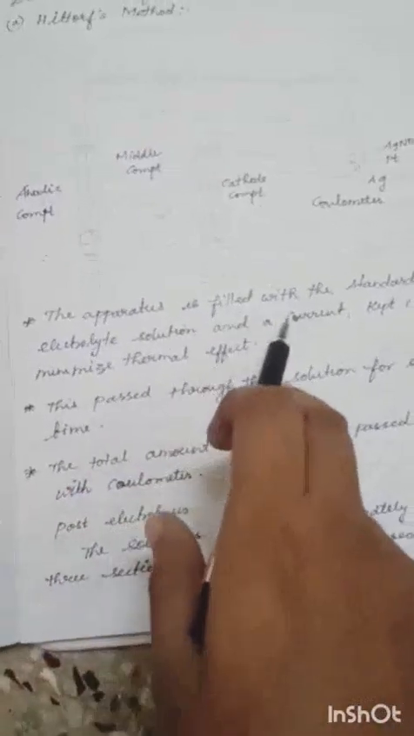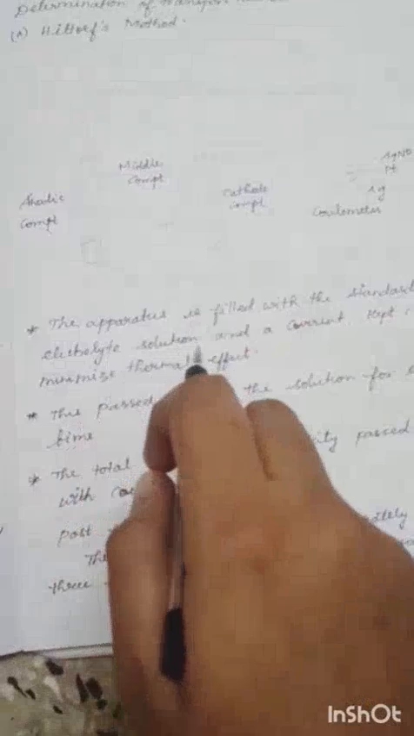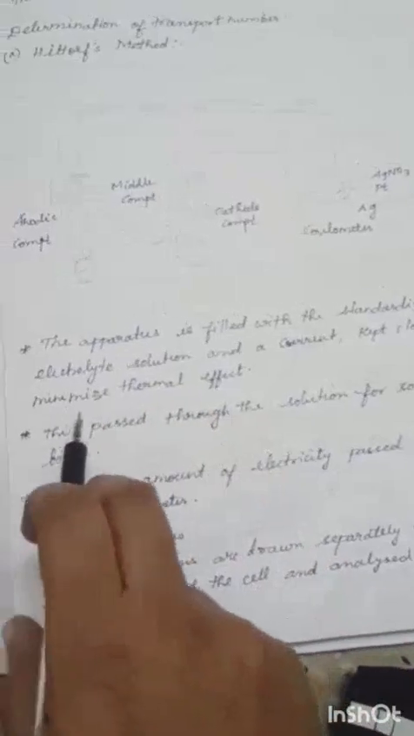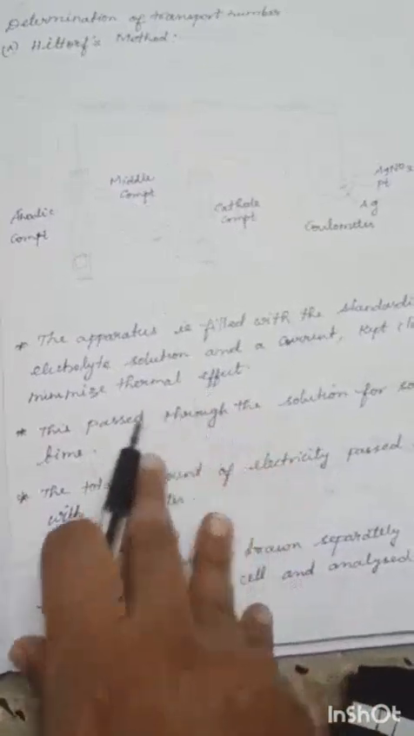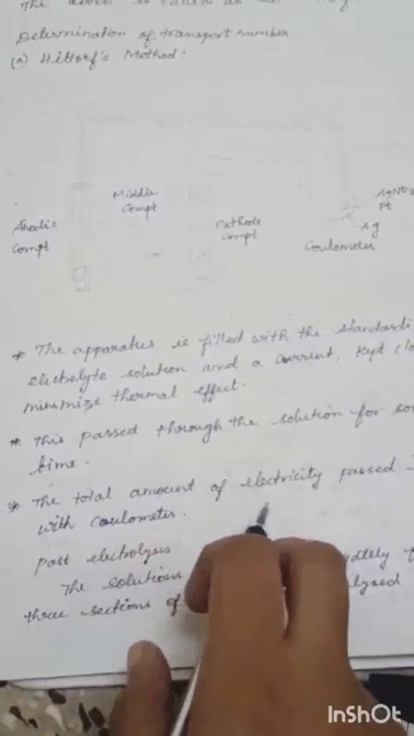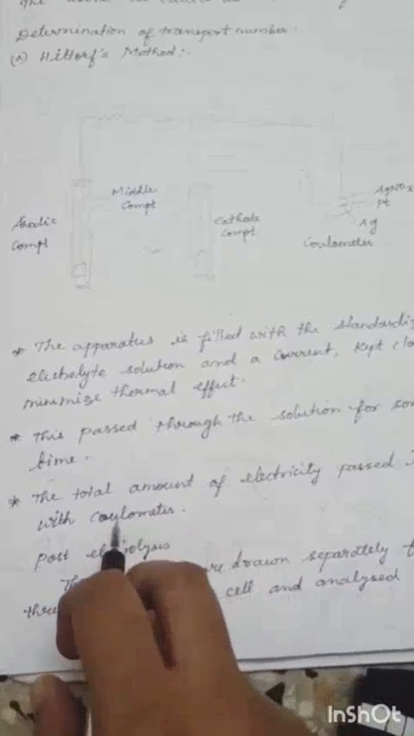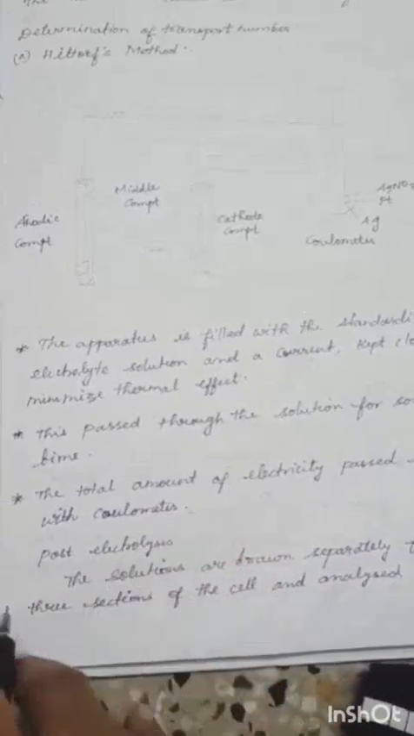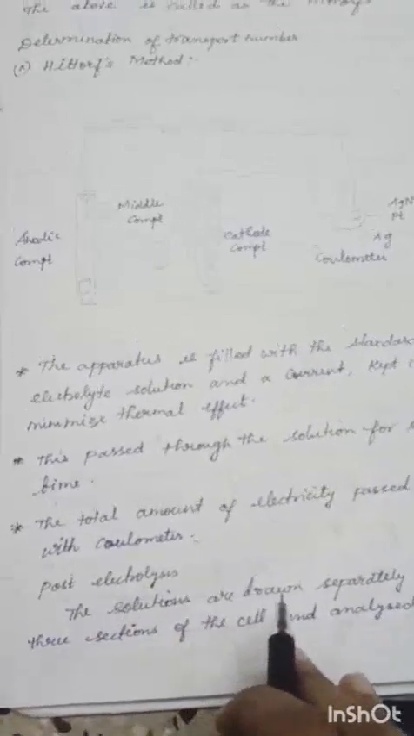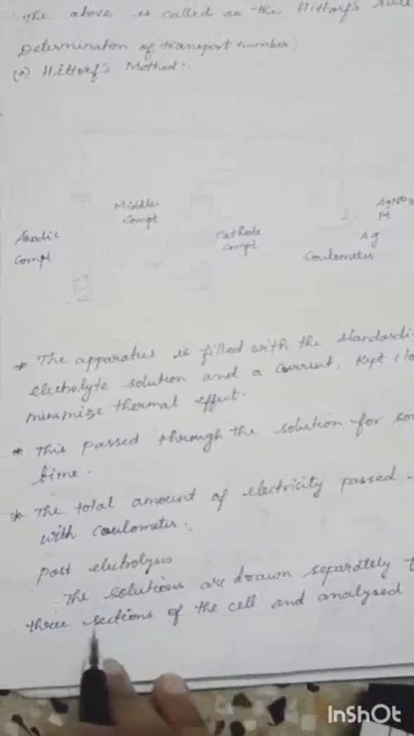The apparatus is filled with standardized electrolyte solution and the current is kept low to minimize the thermal effect. The current is passed through the solution for some time. The total amount of electricity passed is measured in the coulometer. Post electrolysis, the solutions are drawn separately from the 3 sections of the cell and analyzed.